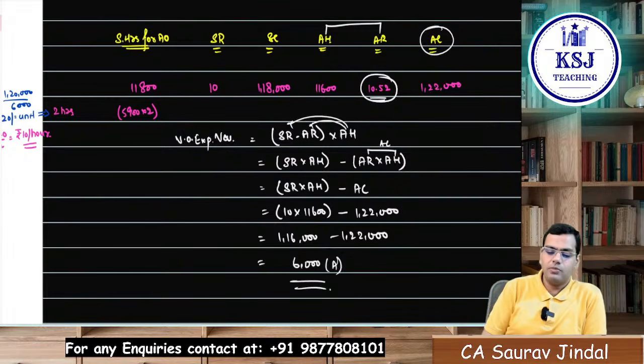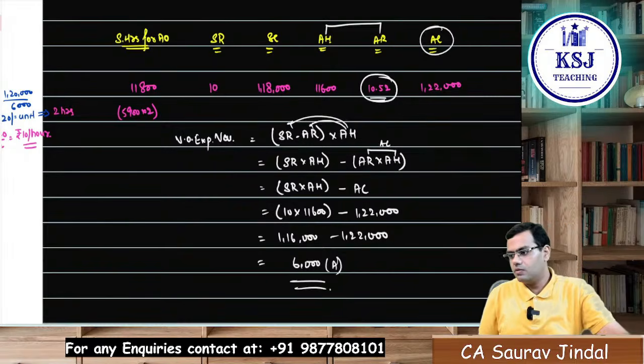So two important points in this question. One is the calculation of standard rate per hour. Second is the calculation of expenditure variance, and how to deal with it to get an accurate answer.